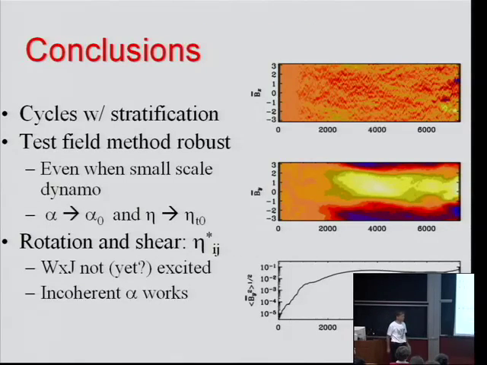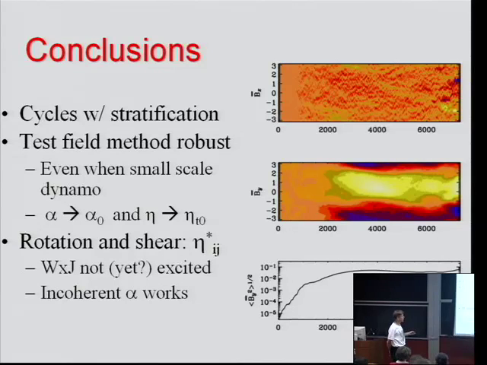So with these possibilities, let me conclude that, first of all, cycles have been seen again now in simulations with stratification. There is, of course, a possibility that it may depend on the proximity of the boundaries, which needs to be established. But on the other hand, these runs all need to be carried out for long times, which has not been done in all cases.